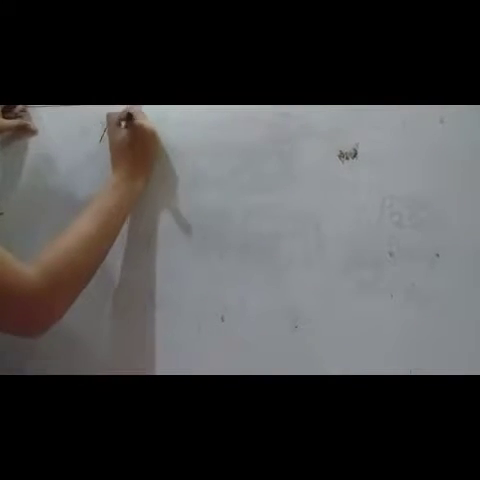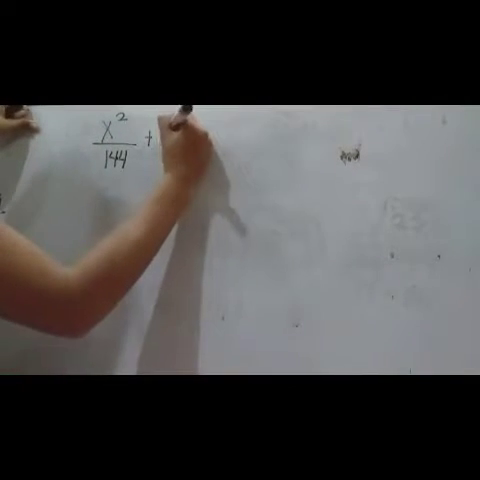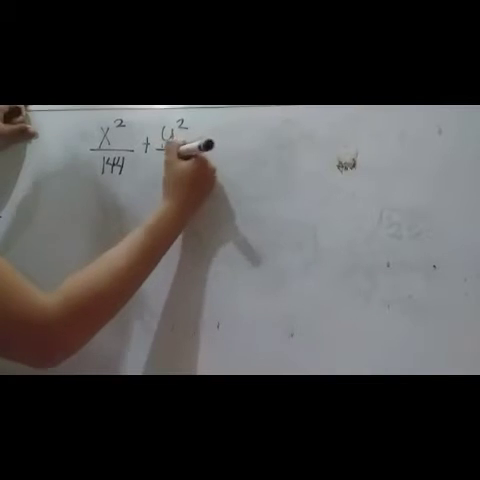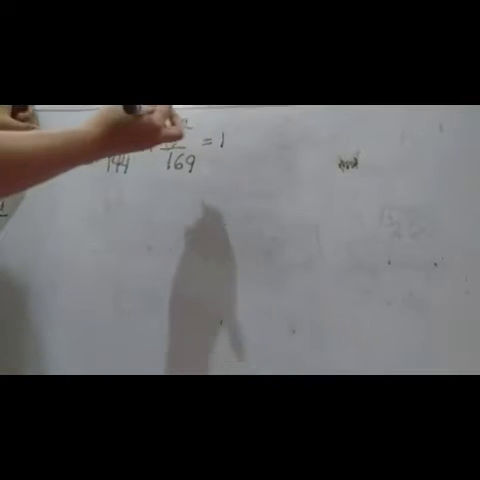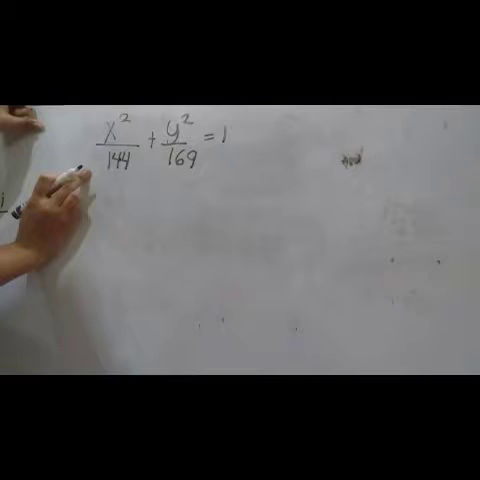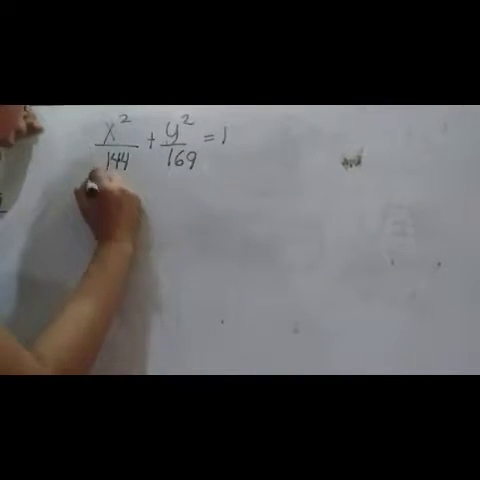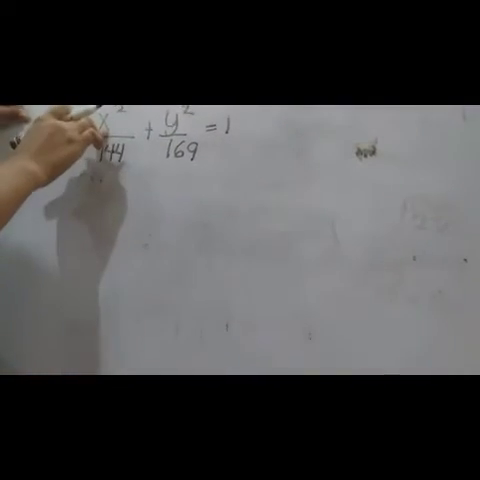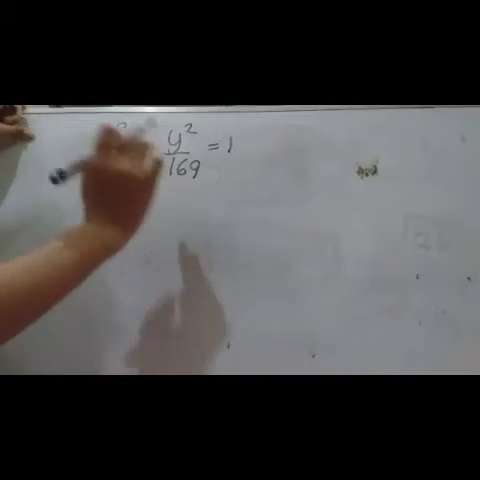Let this example be your practice. Suppose we have this equation: x squared over 144 plus y squared over 169 is equal to 1. This equation is an example of center at the origin. So the first thing we need to do is find the center. The center is 0, 0 because it is an equation with center at the origin.